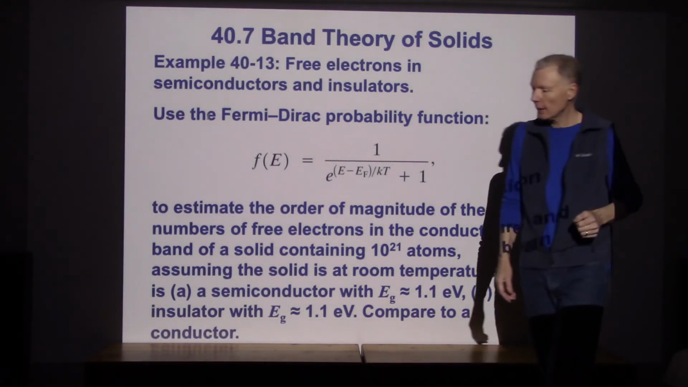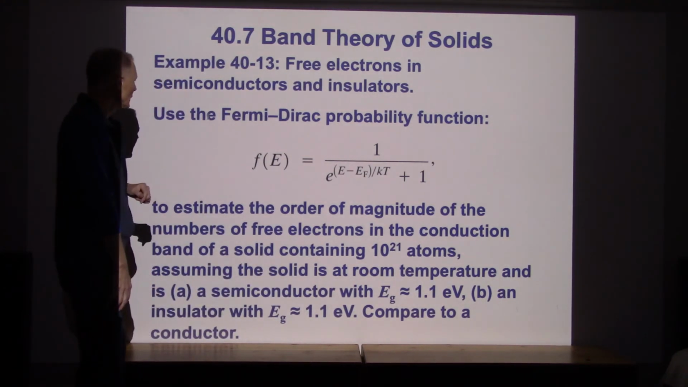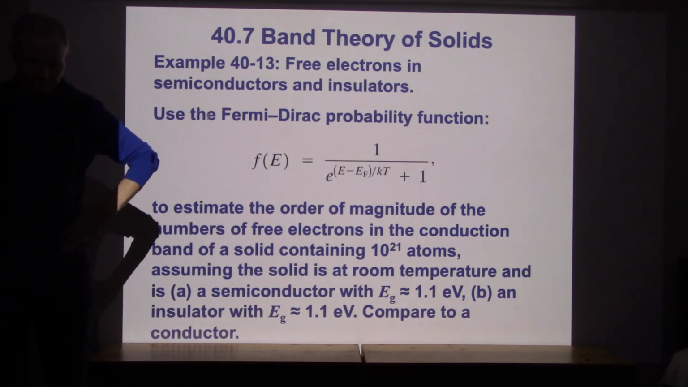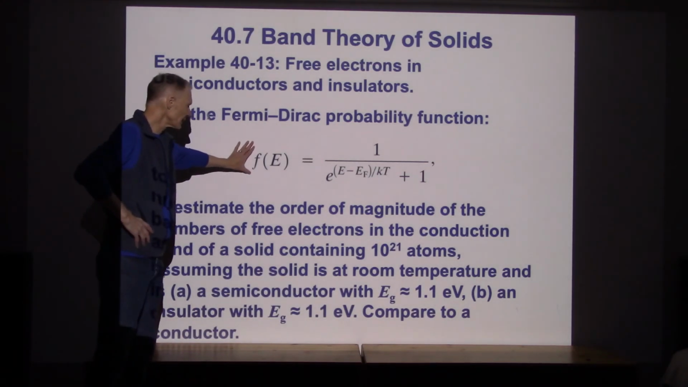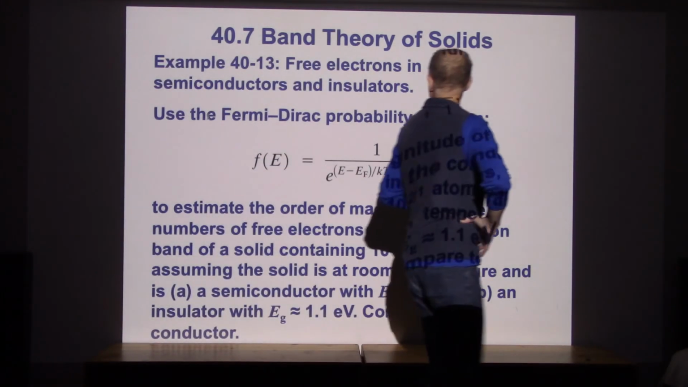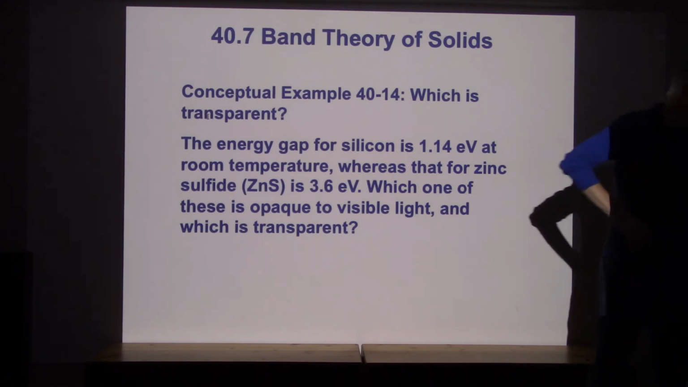And now here we are back looking at the Fermi-Dirac probability function. This was what we saw back when we were looking at the density of states. So when we were looking at density of states in conductors, we were using this formula to tell us what the probability would be that a particular state would be filled with an electron. And here it's looking at energy gaps for silicon.